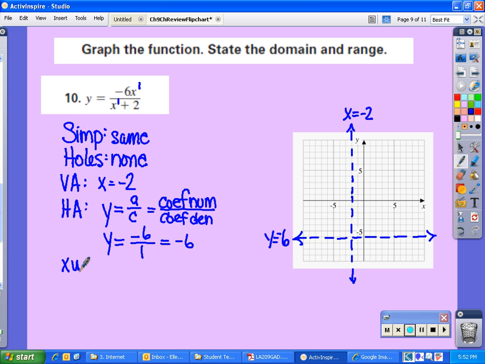Moving on to the x-intercept. Remember, the x-intercept occurs where y equals 0. And in a fraction like this, the only way that y could be equal to 0 is if the numerator of our fraction could be equal to 0. So set that numerator equal to 0 and solve for x. In this case, x equals 0.